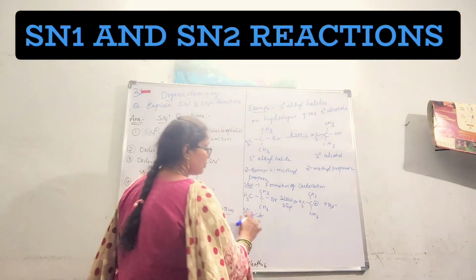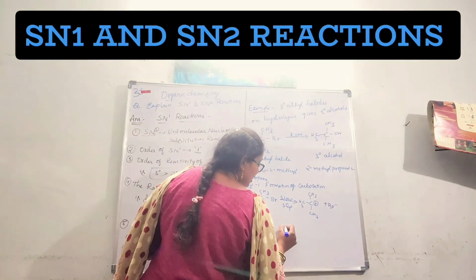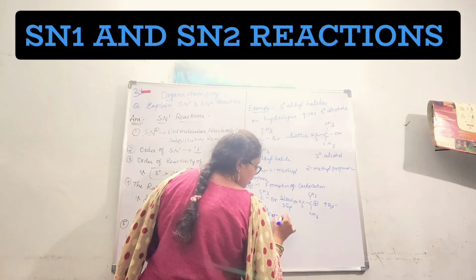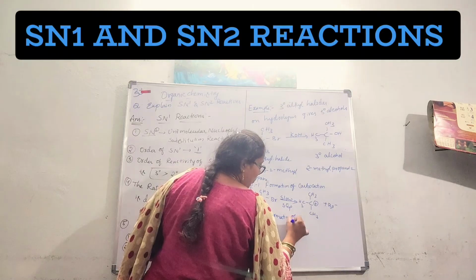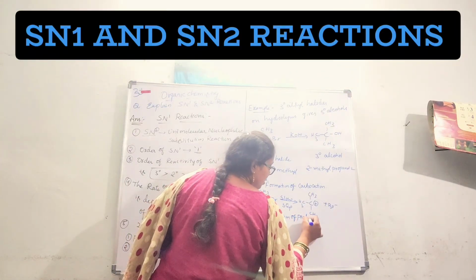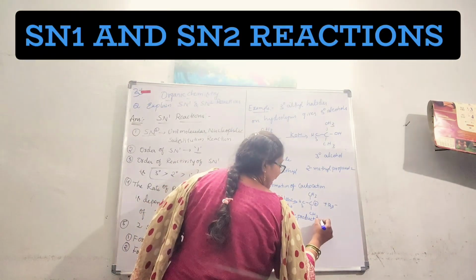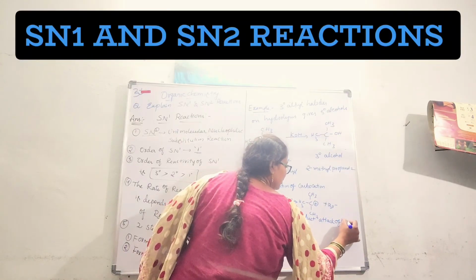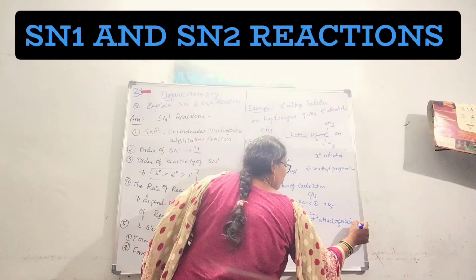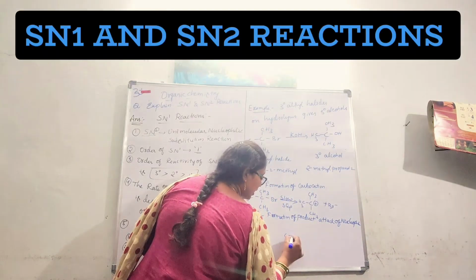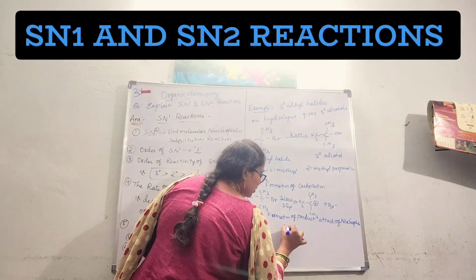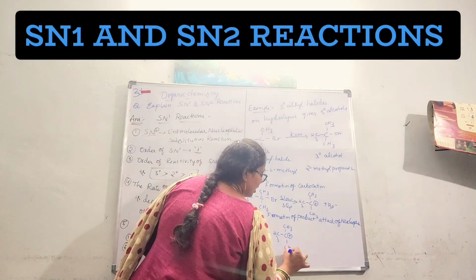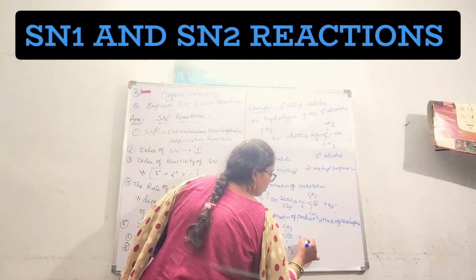So here in step 2, we have to observe the formation of product through attack of nucleophile. Once observed here, this is the stable carbocation. How will the nucleophile attack? So here we can observe the attack of nucleophile OH minus.